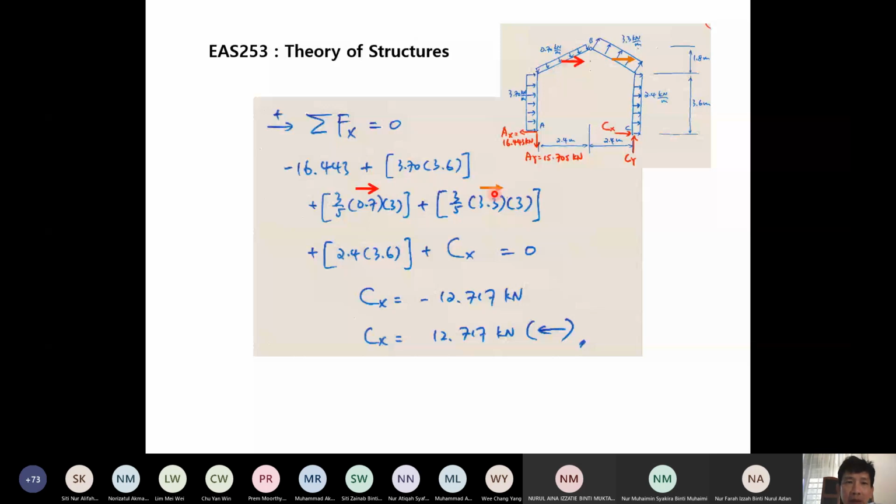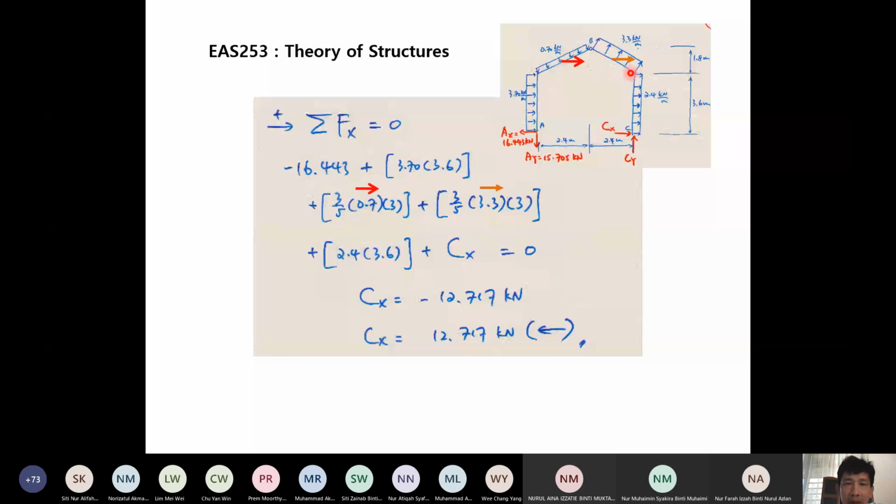So this one, we take the component of this force equivalent to this UDL acting on this inclined member in the X direction. So the total 0.7 multiplied by 3, multiplied by 3 over 5, gives the horizontal component. And it is pointing to the right, so positive. The same thing here. For this one, 3.3 multiplied by 3, which is acting at 90 degrees, and we get the horizontal component multiplied by 3 over 5. And it is acting to the right, so it becomes positive.